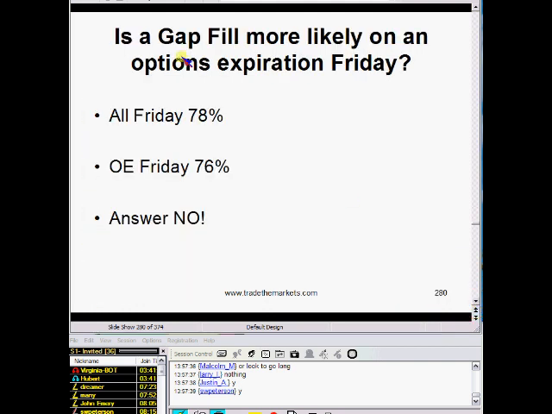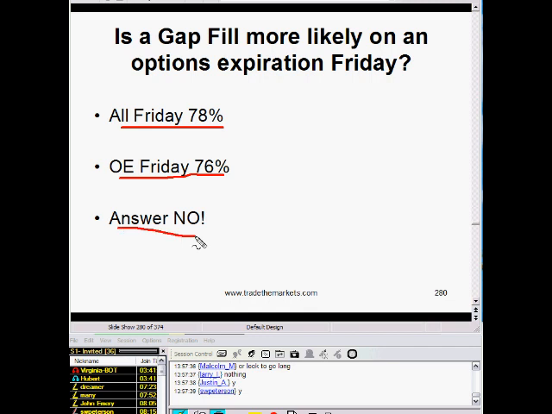All right. Is a gap fill more likely on an options expiration Friday? Now, these are just yes and no questions. All Fridays fill 78% of the time. OEX Friday, your percent drops to 76%. Answer is no. Here's what you should do as a professional trader, and trust me on this.